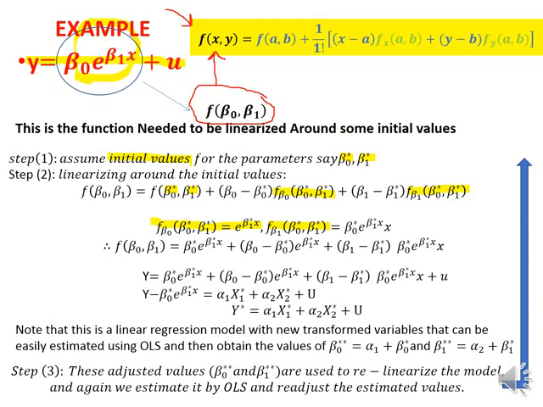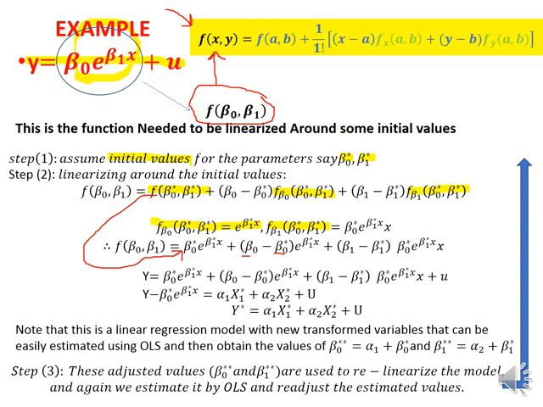So now f(β0, β1) equals f(β0 star, β1 star). And what is f(β0 star, β1 star)? I am substituting with β0 star and β1 star in my equation, so it is β0 star e^(β1 star x), and then (β0 minus β0 star) times the derivative with respect to β0 substituted by the initial values, which is e^(β1 star x), plus (β1 minus β1 star) times β0 star e^(β1 star x) multiplied by x.